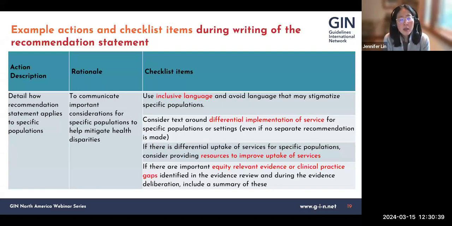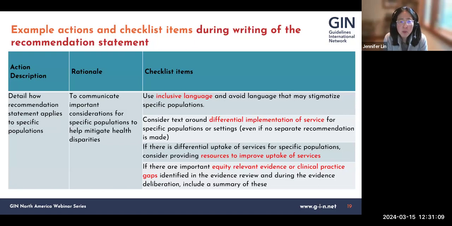So moving on to actually crafting the recommendation statement. This is really important to communicate considerations for, again, specific populations. And we start with inclusive language. And I want to just make a point that language really matters. This is not kind of an academic semantics exercise. So using inclusive language is critical.